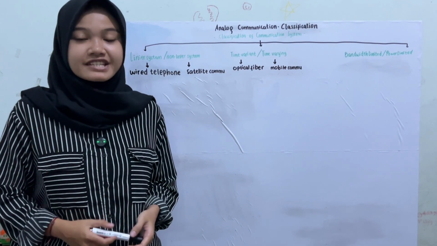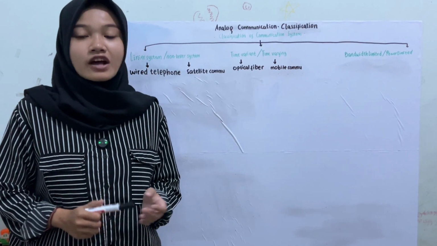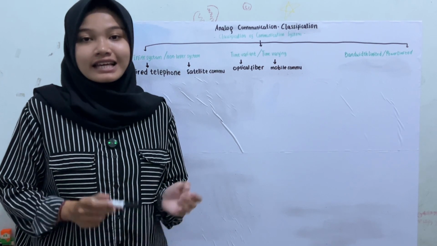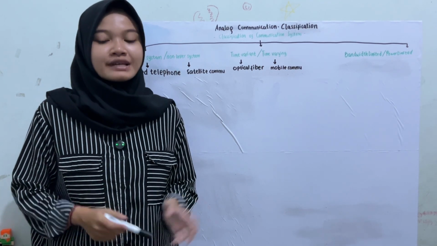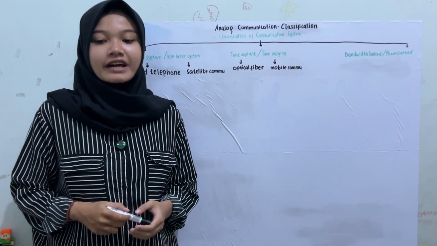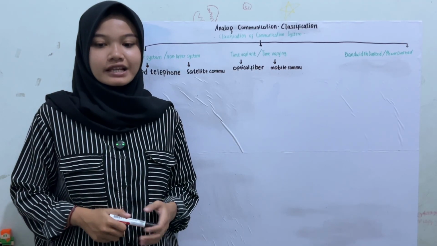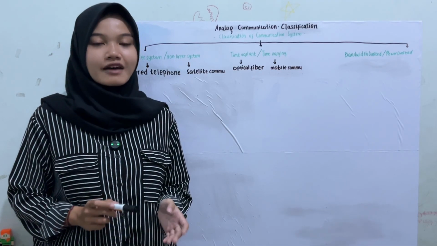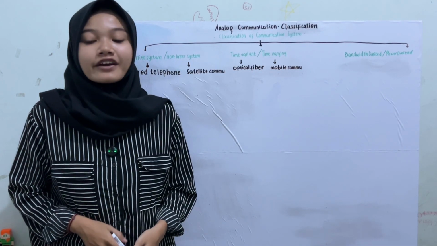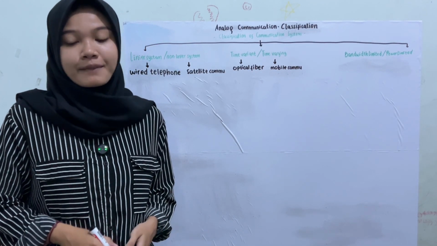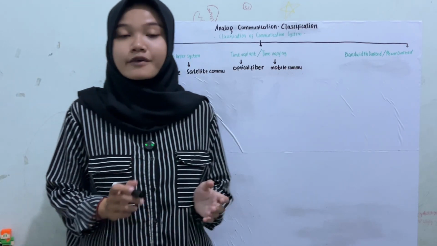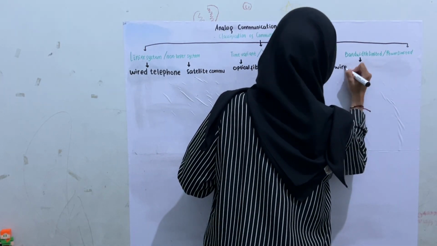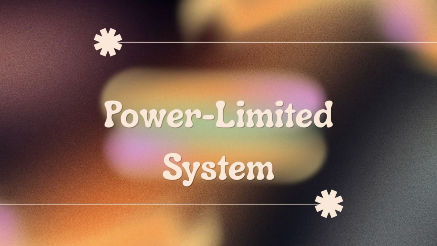The last classification in this section is based on the main limitation of the communication system. The first one is the bandwidth limited system. In this type of system, the available bandwidth is the main constraint. Only signal within a certain frequency range can be transmitted effectively. A wired telephone system is a good example because it only requires a relatively narrow bandwidth for voice communication.